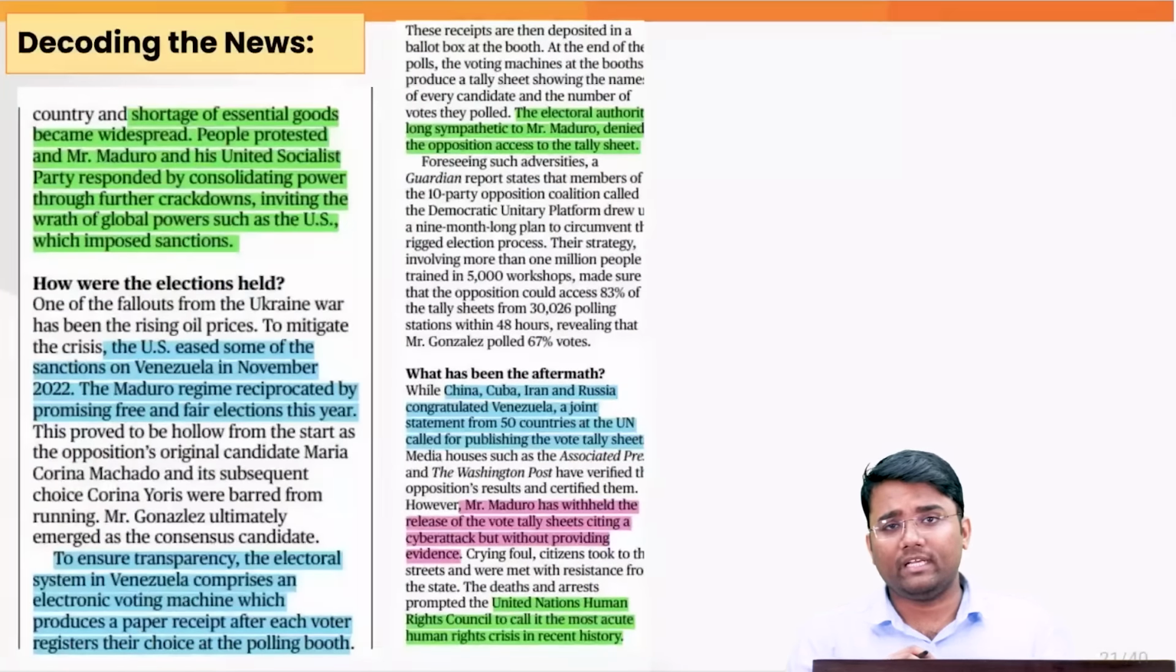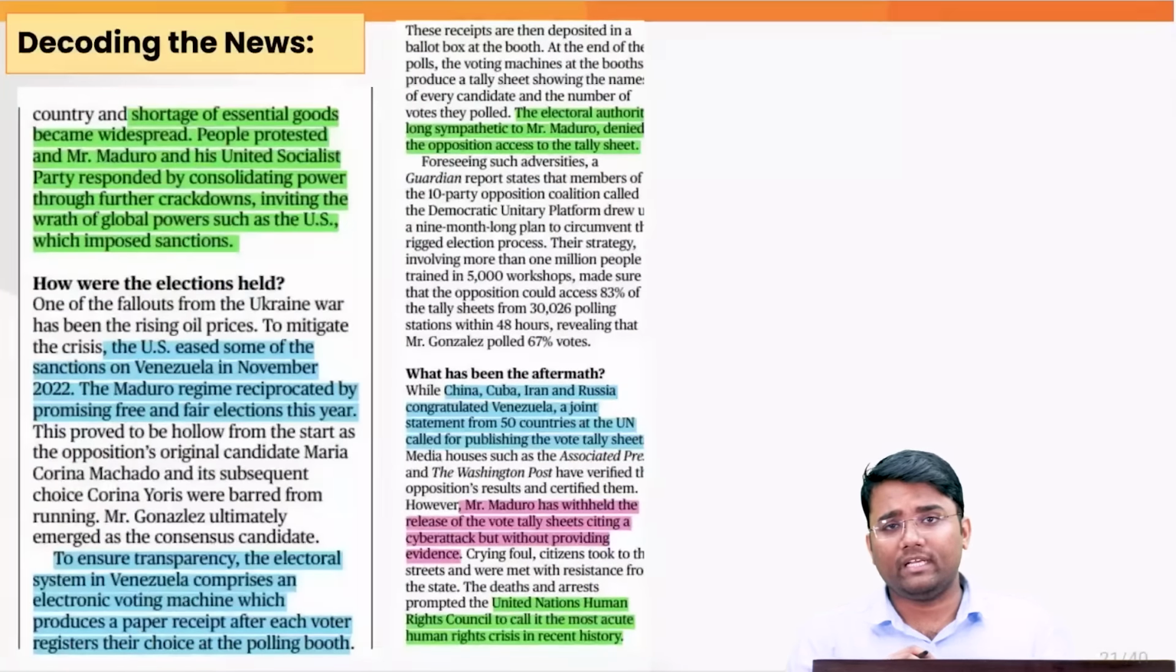Here, as again said, there has been a shortage of essential goods, people protested, and Mr. Maduro and his United Socialist Party responded by consolidating power through further crackdowns, inviting the wrath of global powers such as the US, which imposed sanctions. So the US imposed sanctions when the president was turning towards a dictatorship. However, after the fallout from the Ukraine war, which led to increased oil prices, the US eased some of the sanctions it had earlier imposed on Venezuela to mitigate the crisis.